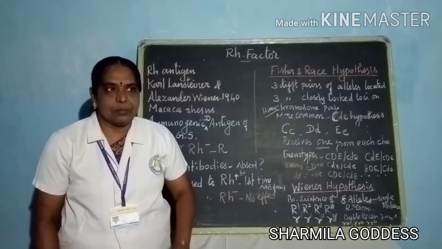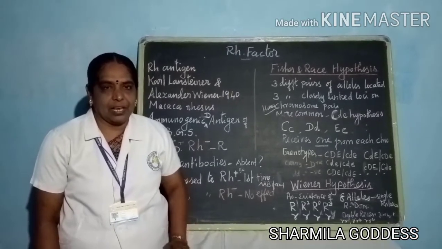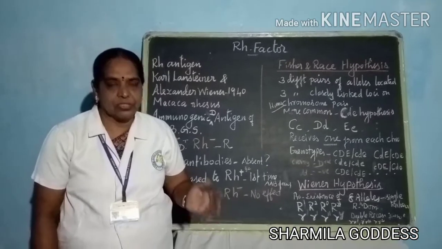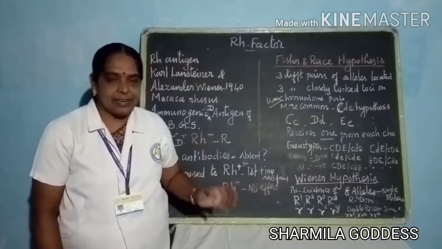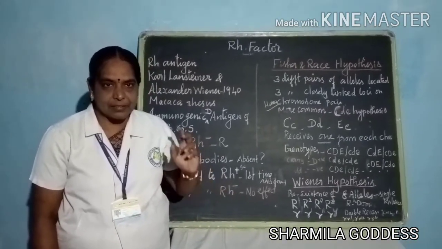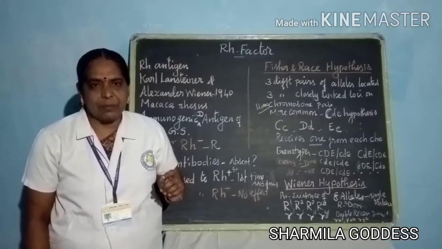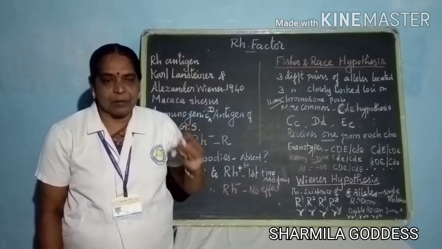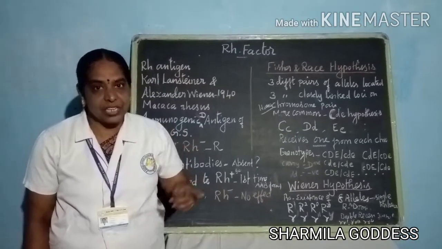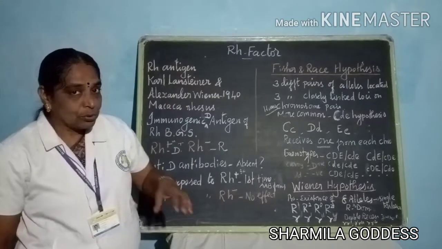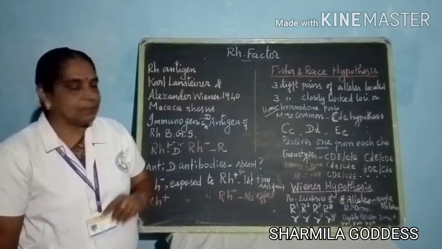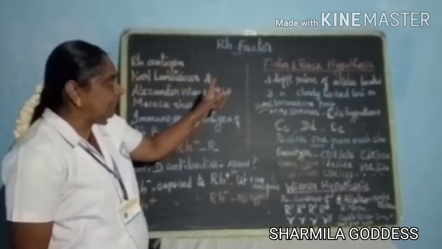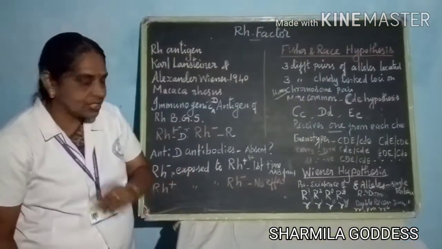Whenever you are asked about the blood group, you may say A positive, A negative, B positive or B negative. Here antigen A, B determines the group, but what about positive or negative? Yes, that is determined by the antigen D. This is called the RH factor. Today we are going to talk about the RH factor. The RH factor is nothing but the RH antigen.